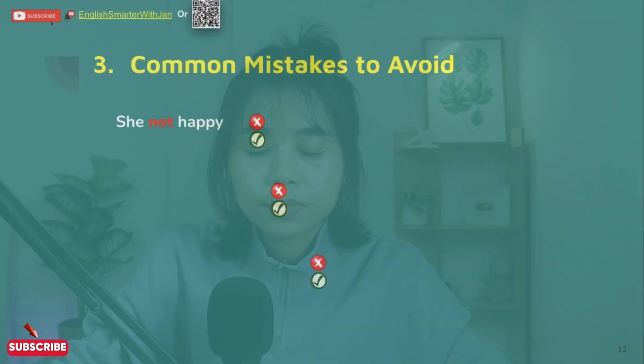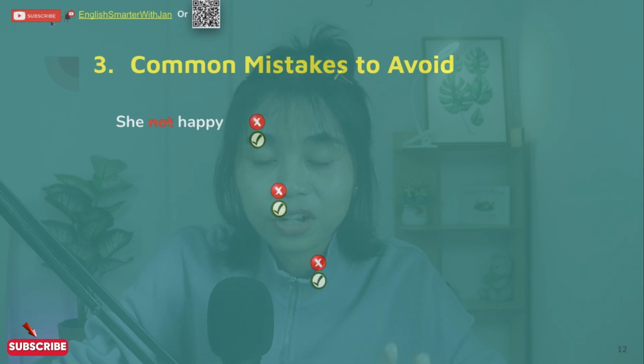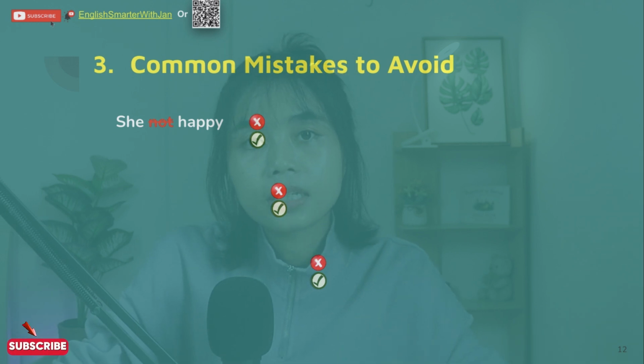The last one is very important. In this section, you will learn to spot the common mistakes and how to fix them. All right, let's start with the first sentence. She not happy. Can you spot the error? Sorry, I already revealed it on the screen. Yeah, the error is that the word not. Why? Because it lacks the verb to be.